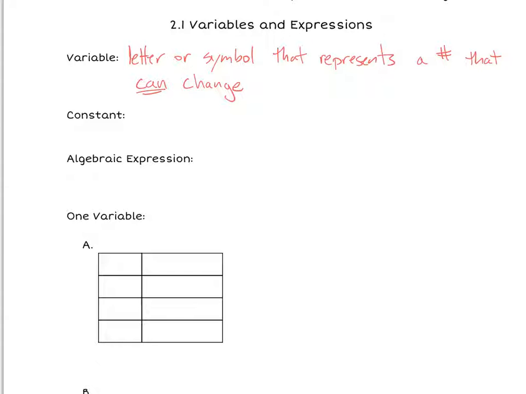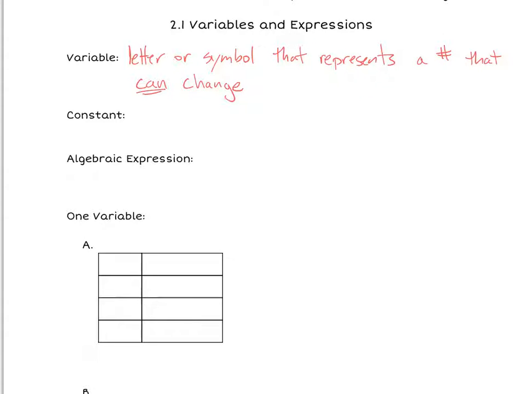So in science, you guys talked about independent, dependent. The independent one was the one that you changed, right? And the dependent one was the one that changed because you changed something. So now we're just going to lump them together as a variable all together. And it's a letter or symbol that represents a number that can change.